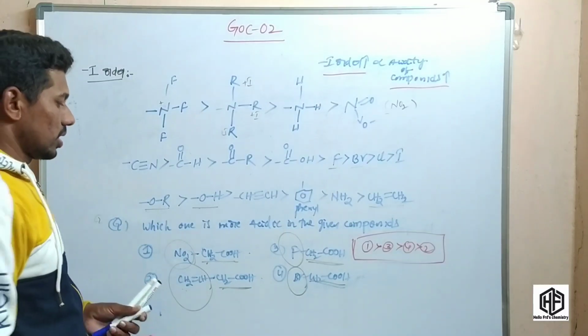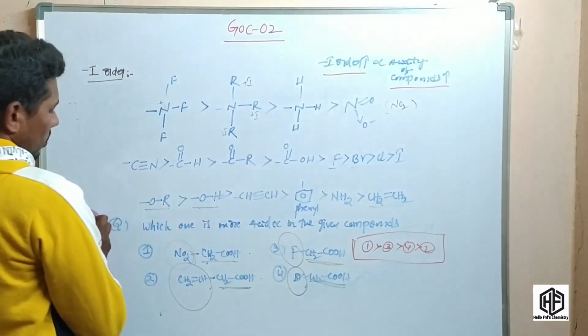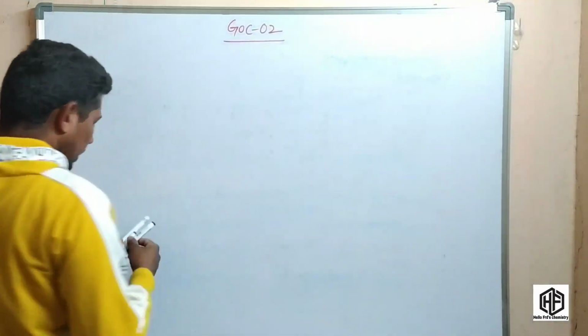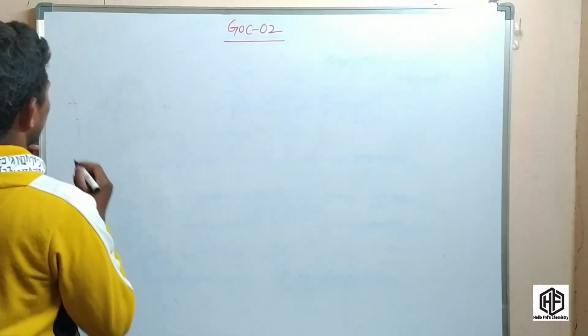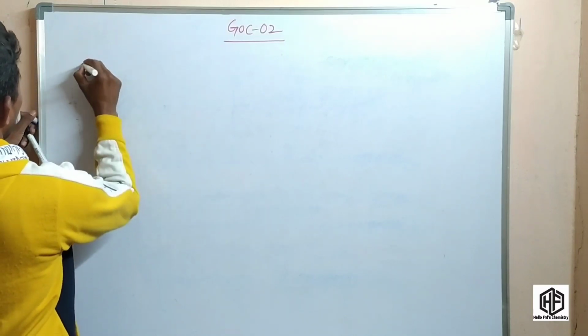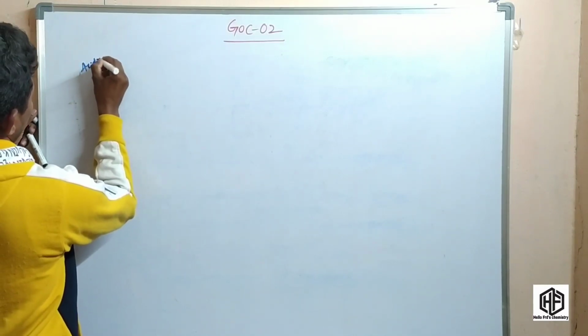Now we are going to discuss some other examples of minus I order. Actually, how do you say acidic nature? First of all, acidic nature means, how do you define acidic nature?